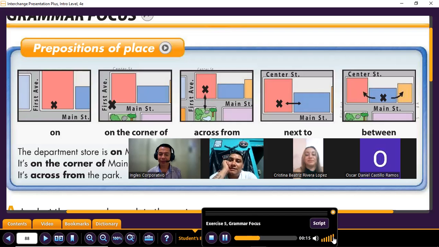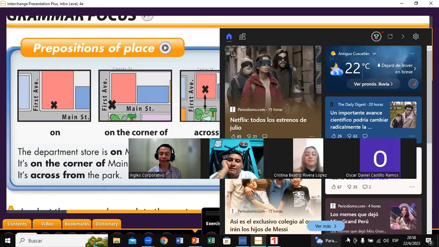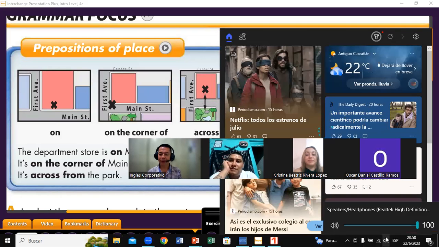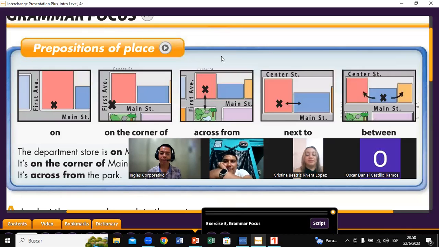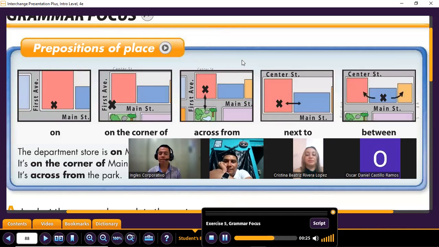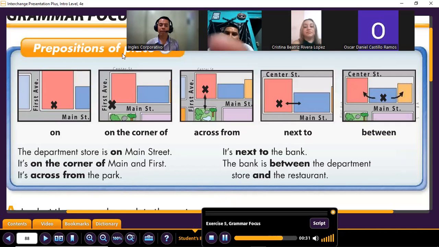Across from. Next to. Between. The department store is on Main Street. It's on the corner of Main and First. It's across from the park. It's next to the bank. The bank is between the department store and the restaurant.